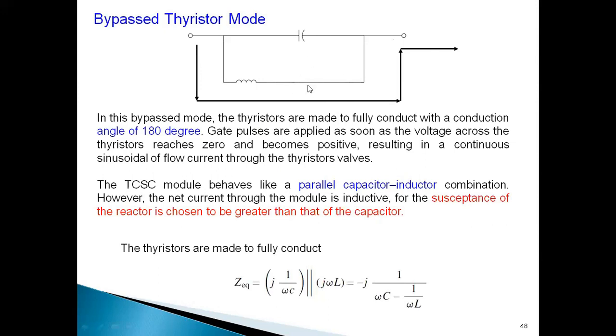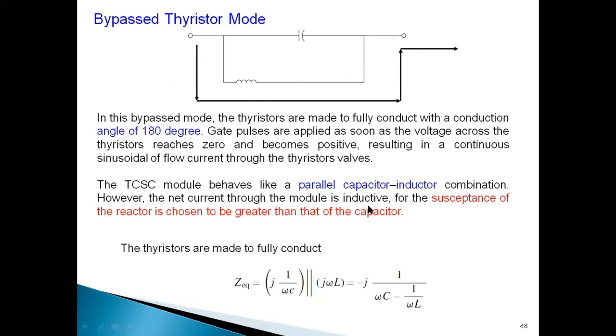The thyristor is a short circuit here, and in blocked thyristor mode it will be open circuit. Since it is a short circuit, the entire current flows through the thyristor valve or inductor. So here it behaves as a parallel capacitor and inductor. Both capacitor effect and inductor effect will be there, but the inductor will dominate. The reactor is chosen to be greater than that of the capacitor.